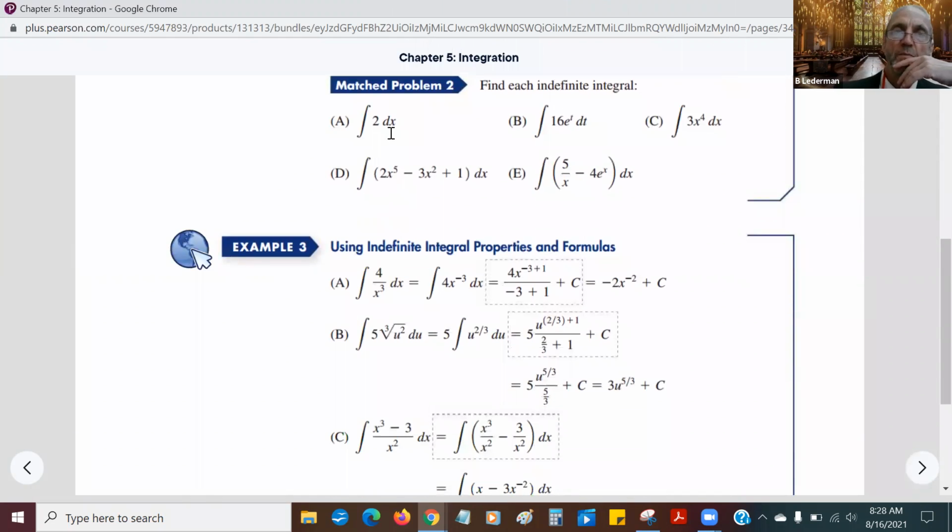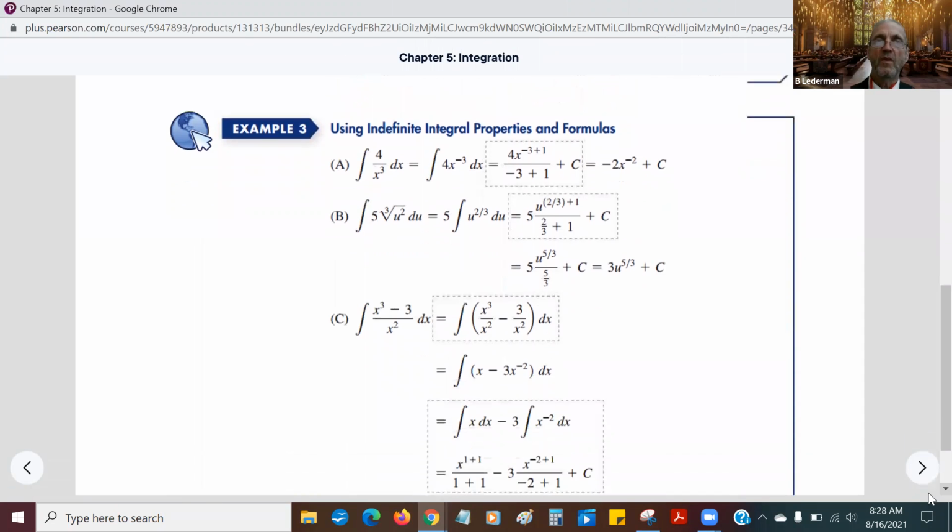So the integral of 2. Oh, that's a math problem. We're not doing those. Okay, example 3. Using the indefinite integral properties and formulas. So here, 4 over x to the 3rd, that's 4 times x to the negative 3. So the integral of x to the negative 3 is x to the negative 3 plus 1 over negative 3 plus 1, which comes out to x to the negative 2 divided by negative 2, which partially cancels with the 4, and I get negative 2 x to the negative 2 plus c.